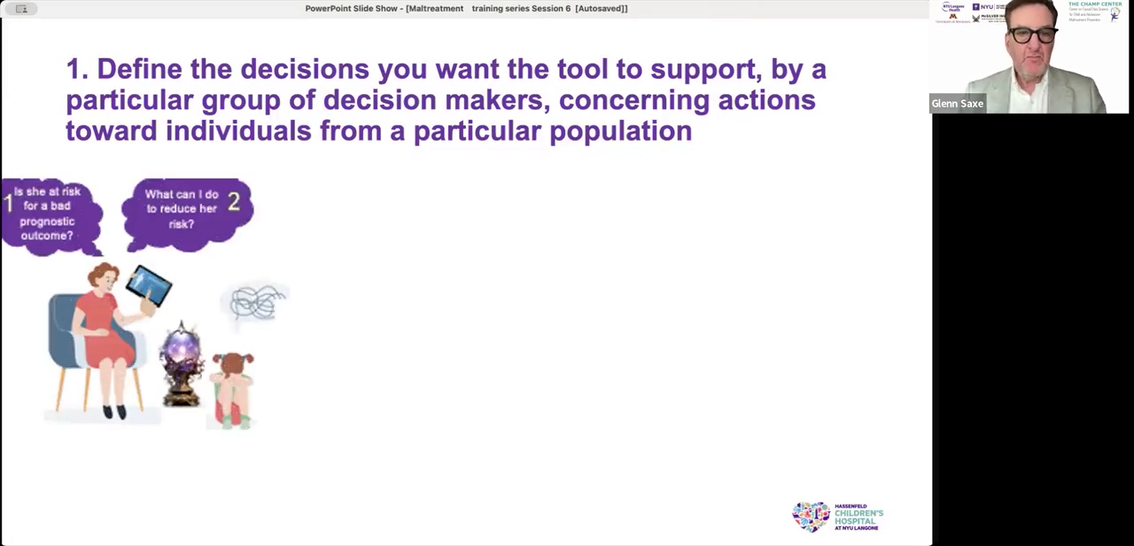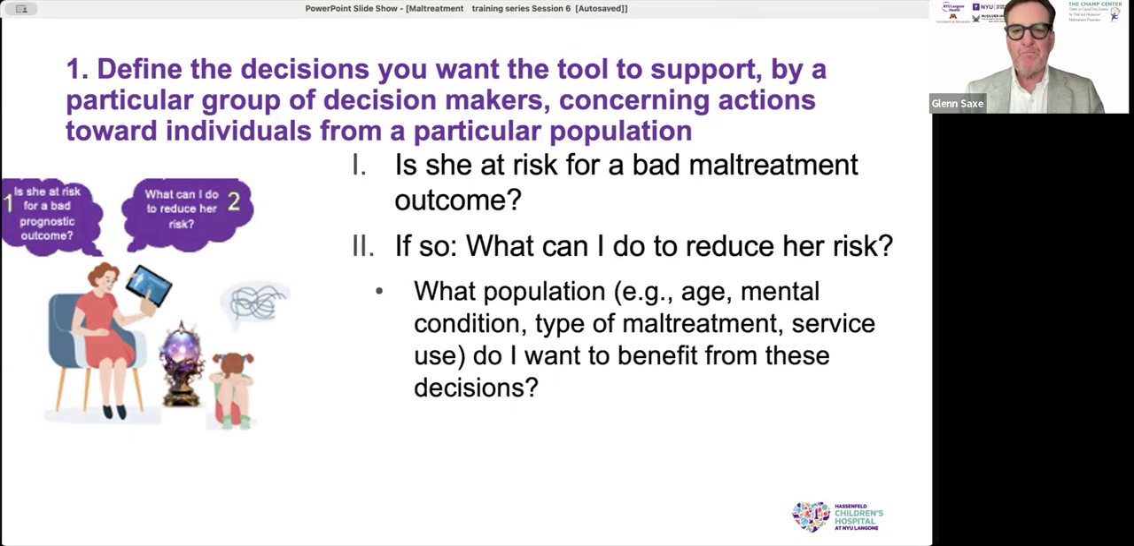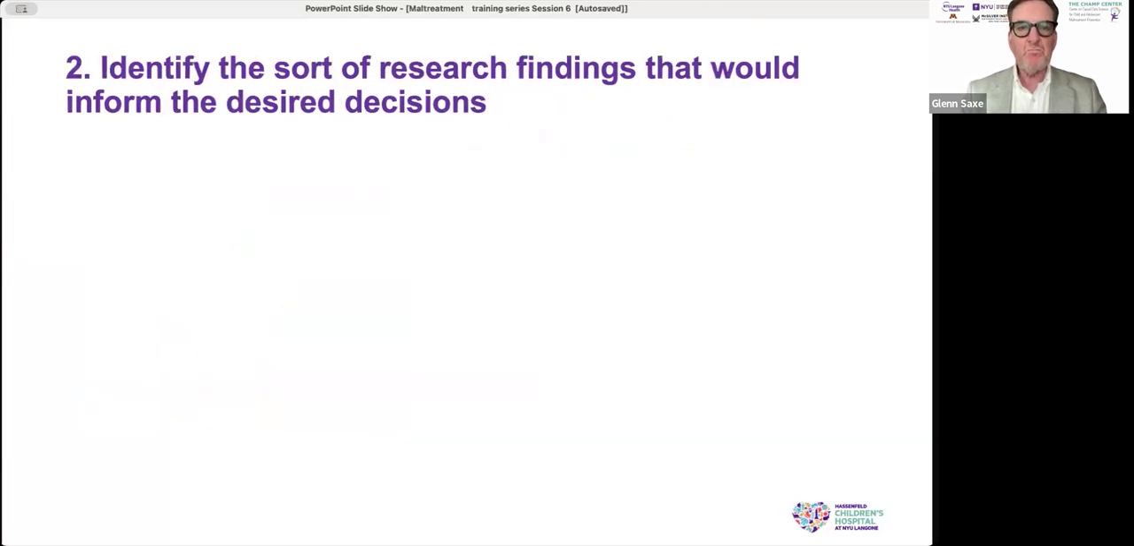Again, it's about this. The decisions should be based on some level on these two things. And so we have to think carefully about the population and what they need, and who is the decision maker: the practitioner, the caseworker, the pediatrician, the mental health clinician. Who are they and how do they work? We have to be thinking about that.